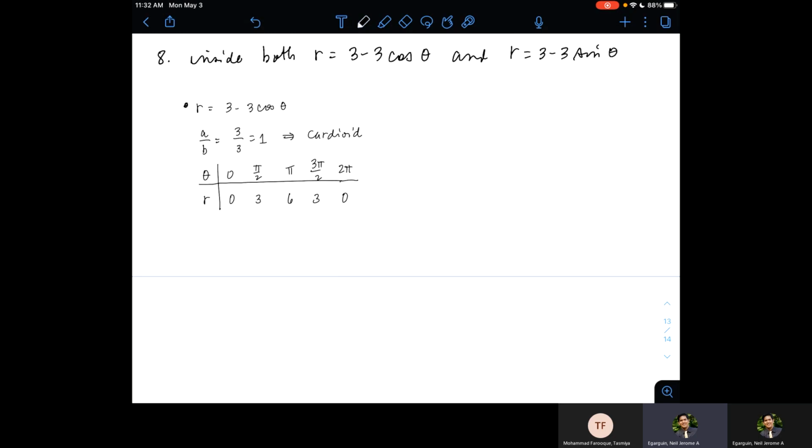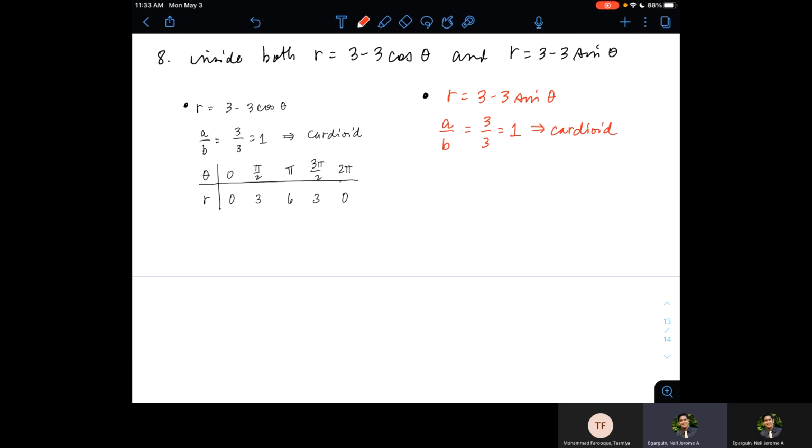Okay. Now let's try the other one. Let me use a different color here. It's r equals 3 minus 3 sine theta. Now here again, it's a limaçon because it's of the form a minus b sine theta, another limaçon. And then to know exactly what type of limaçon we have, let's look at the ratio a over b. So this would be 3 over 3, which is equal to 1. So again, we have a cardioid.